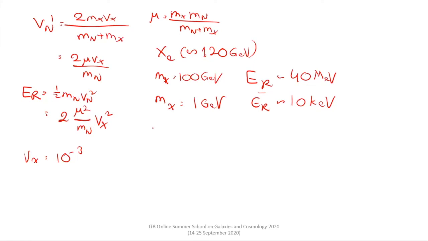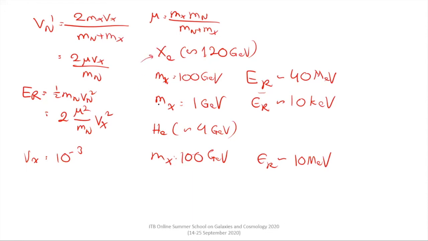What else? If you have, for example, helium, I don't think anybody uses helium, but I use helium just for easiness. With m_χ of 100 GeV, the recoil energy is around, work it out, 10 MeV. So the recoil energy is lower. This means there is somewhat of an incentive to go for a heavier target, but it's not always like that. Usually, most detection experiments try to look at heavier targets because the recoil energy is larger, although that's not the only consideration. So that's the recoil energy. You can imagine how big and how small it is, and it will give you some motivation on where and how to look. Now let's quickly look at the rate of the direct detection.